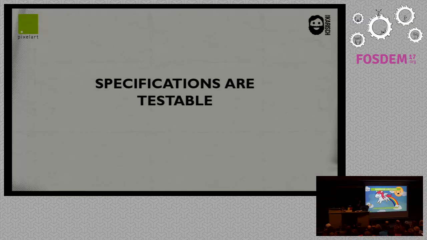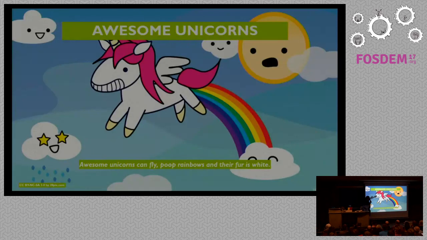So back to Klaus. We define a business rule for today: an awesome unicorn. The awesome unicorn can fly, of course, like Klaus does. It poops rainbows in the color white. That's an awesome unicorn, and that is a business rule.